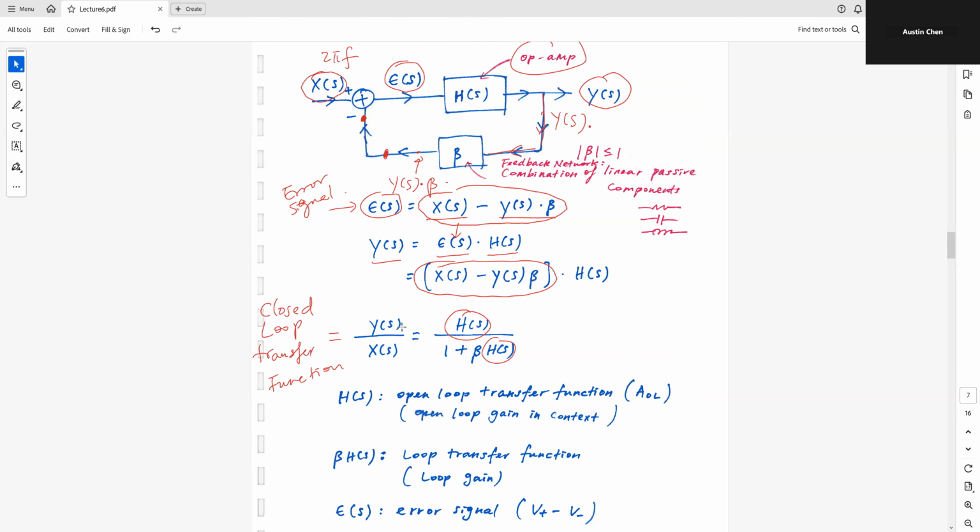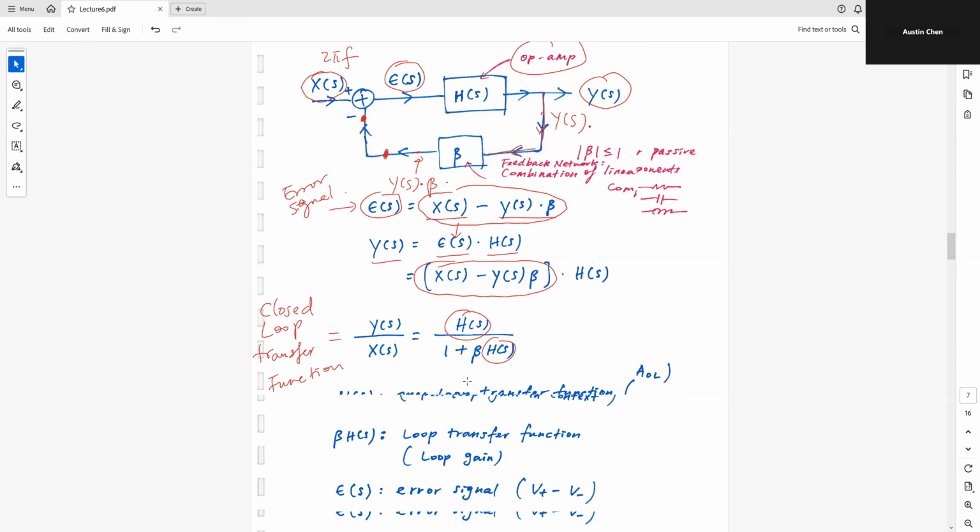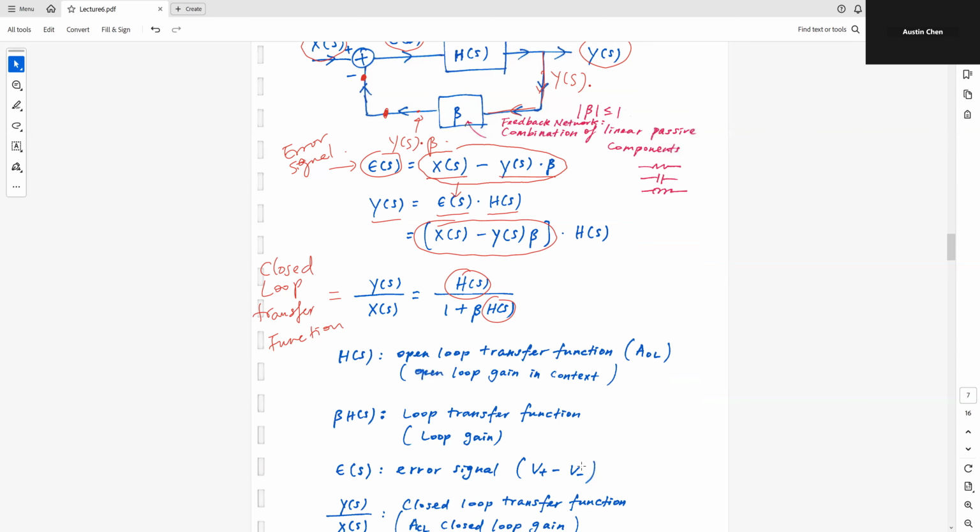So this is the error signal shown over here, which is the difference between the input x of s and this signal that is being fed back. Remember, this signal over here is the outcome from y of s times the beta. The difference between x of s minus y of s times beta is my error signal. So this is v plus minus v minus.